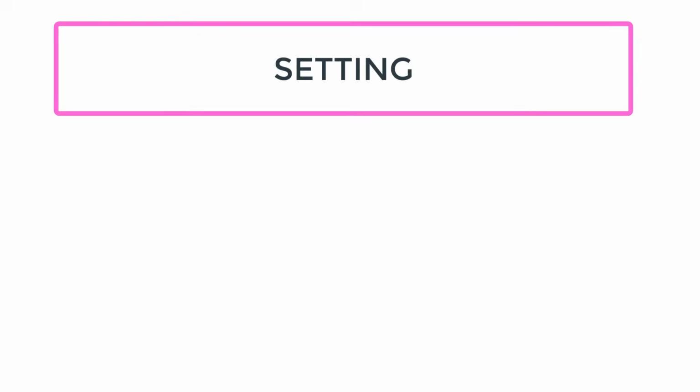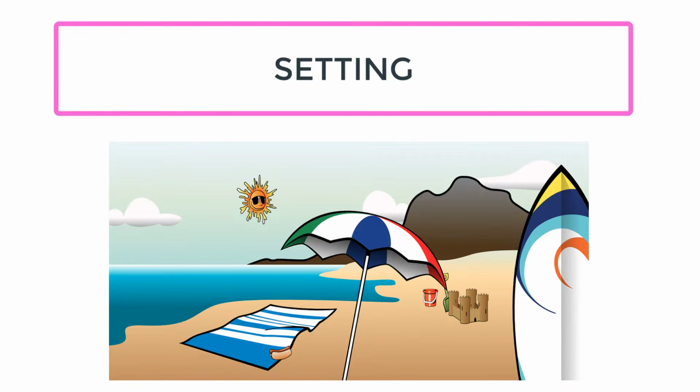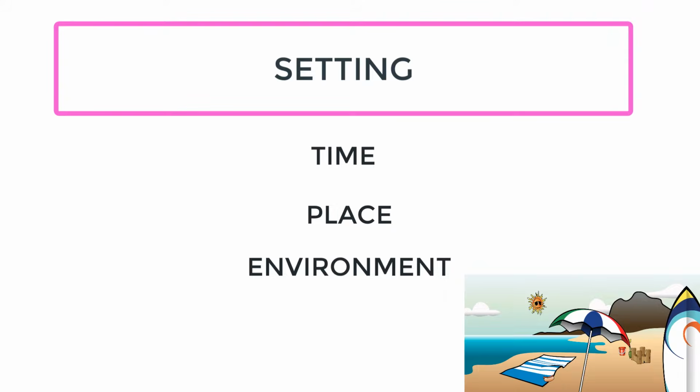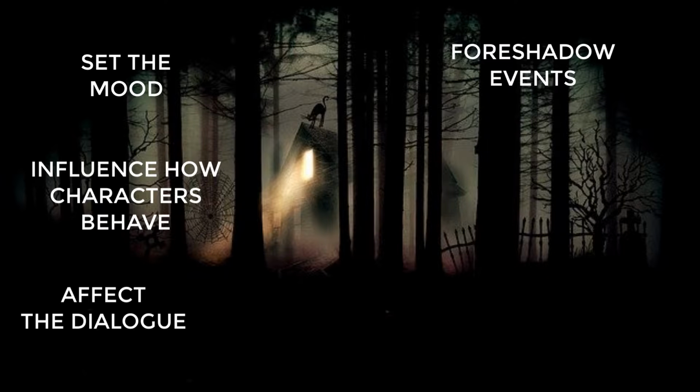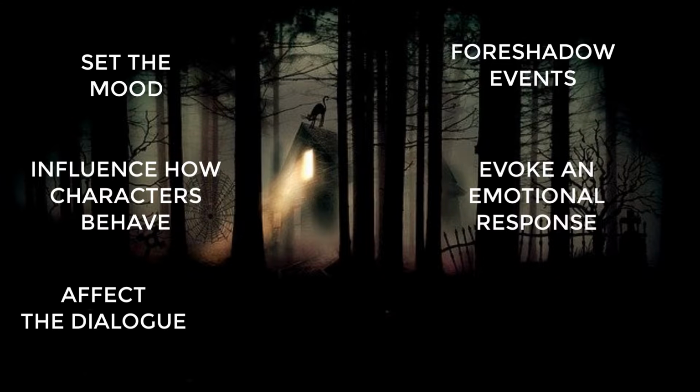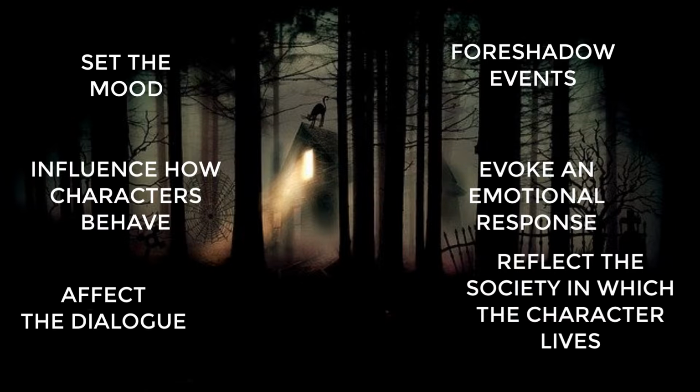The setting. The setting of a story is important because it provides the reader with a context of the time, place, and environment that the story takes place in. The setting is the time and place where a scene occurs. The setting helps set the mood, influence the way characters behave, affect the dialogue, foreshadow events, evoke an emotional response, reflect the society in which the characters live, and contribute to the tone of the story, which some consider to be a separate element.